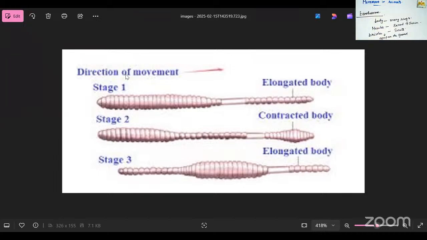Direction of the movement. This is the first stage. That is, first they extend their body.